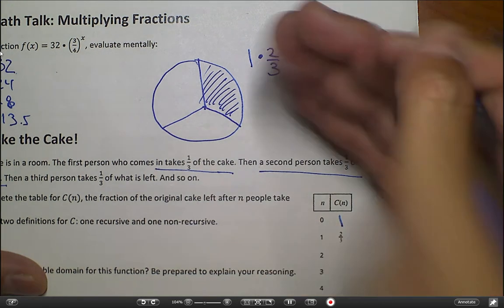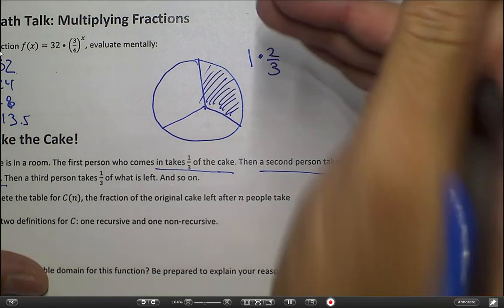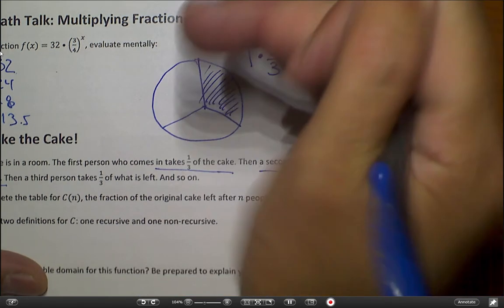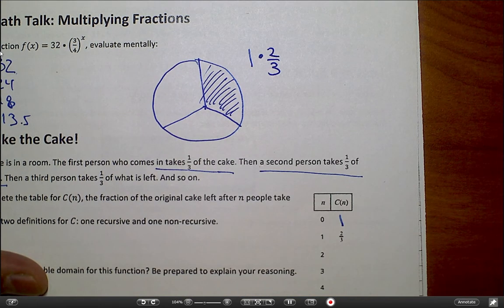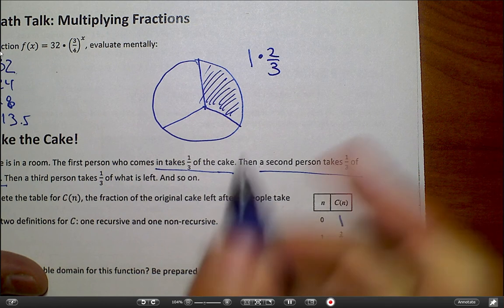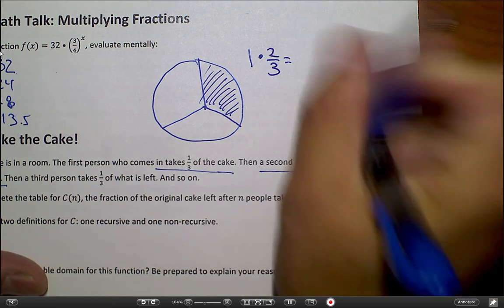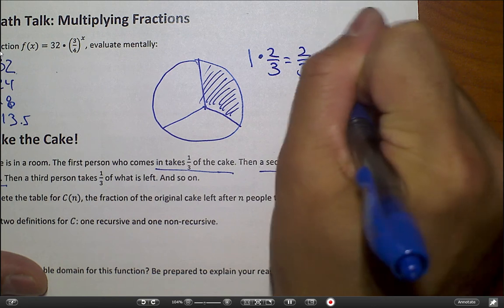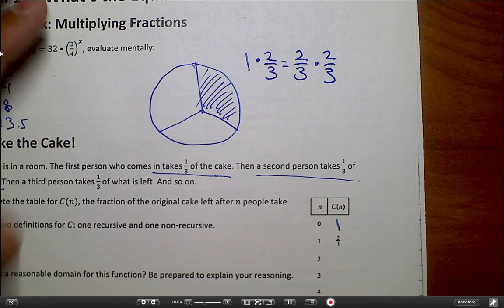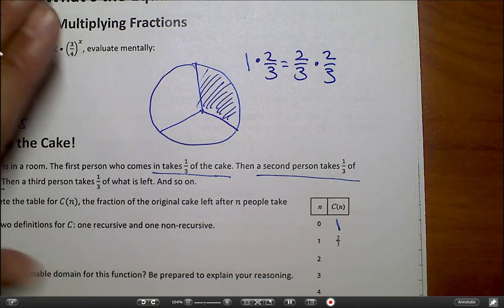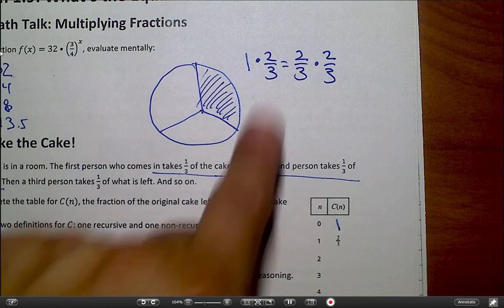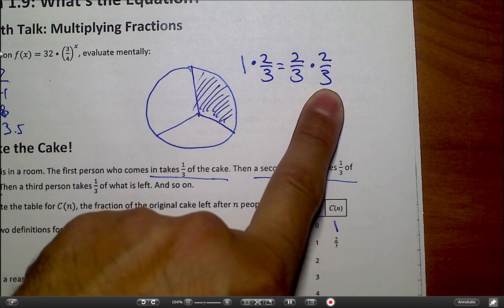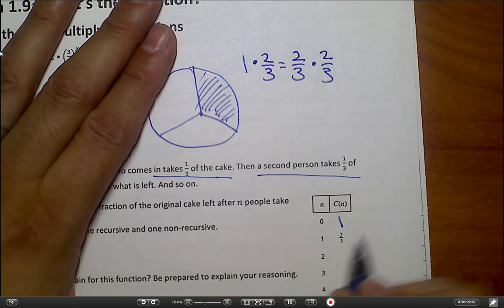I'm taking away how much of it? Another 1/3 of what's left, right? So if it's another 1/3 of what is left, I'm going to multiply that by 2/3 again, right? Because that is what is remaining. So I could multiply that, and that would be 4 over, say, 9.